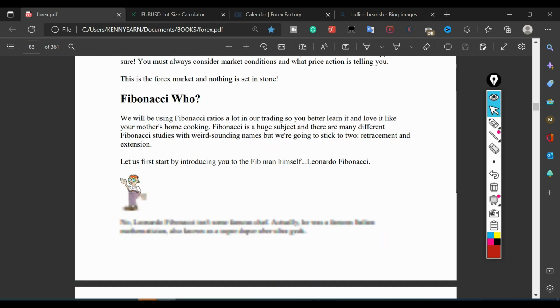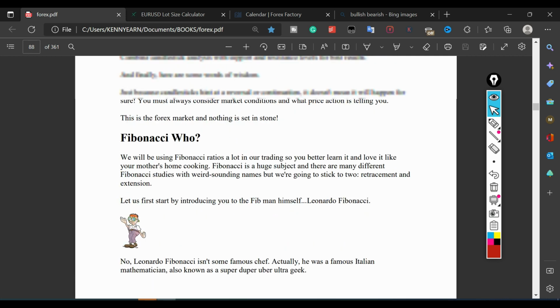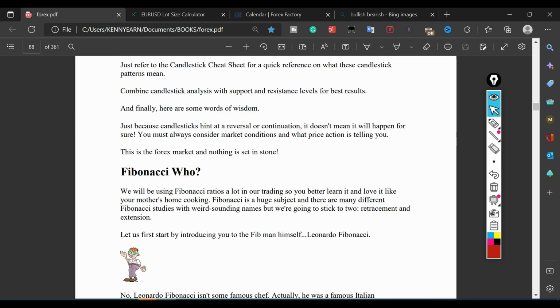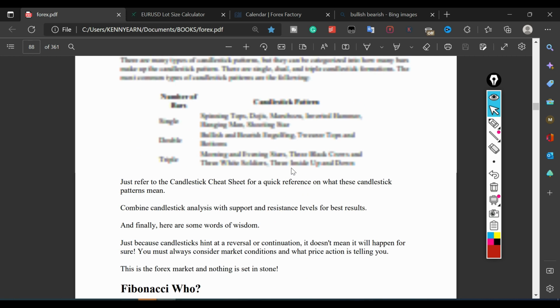Later I'm going to be talking about Fibonacci. But in the next video, we're going to be talking about market structure, how the market moves or how the market works.